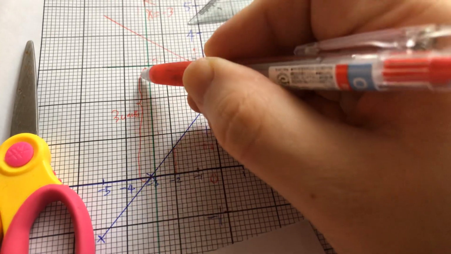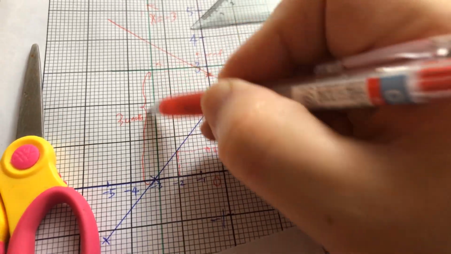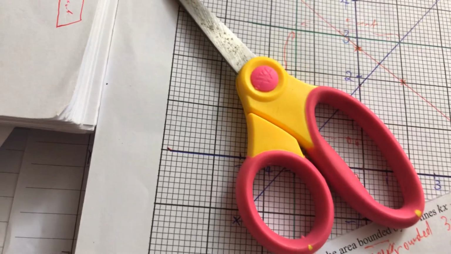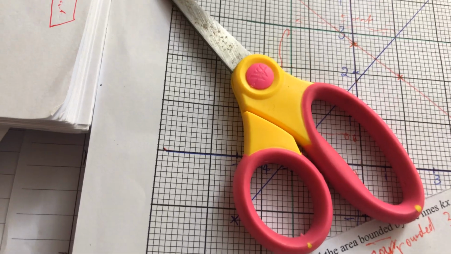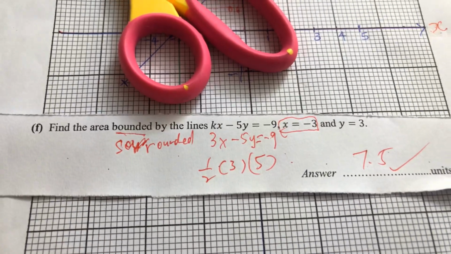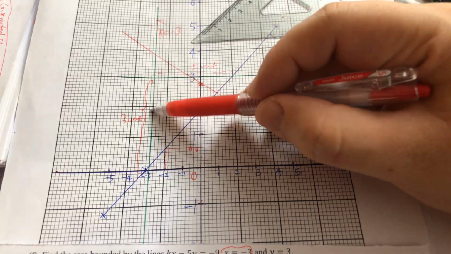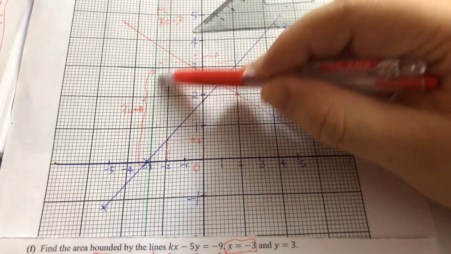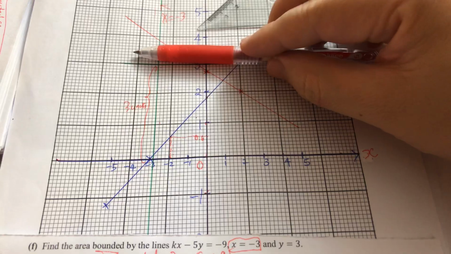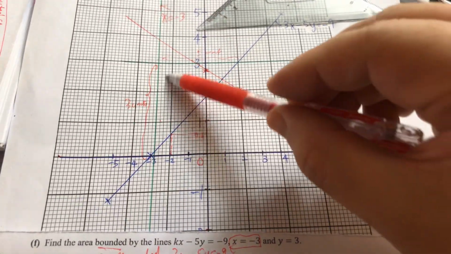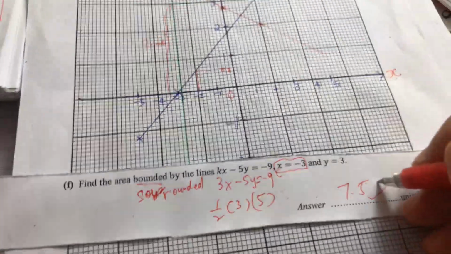So 5 is the base, 3 is the height, so half times 3 times 5, you will get 7.5 units square. That's all. So that's for this part, which is this area here. See this line, this line, this line is surrounding the area, so this is the part that you need to find. That's all for F.